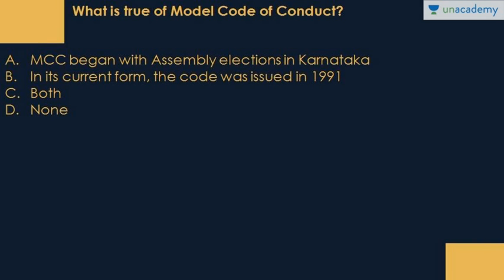Next, what is true of Model Code of Conduct? A, it began with assembly elections in Karnataka. B, in its current form, the code was issued in 1991. C, both of them are correct. D, none of them is correct. Due to elections, MCC is in news.